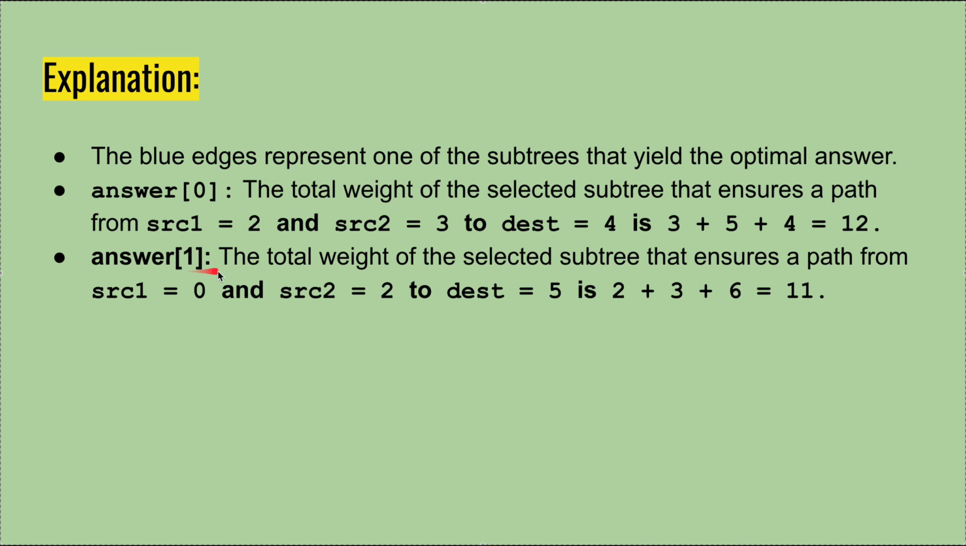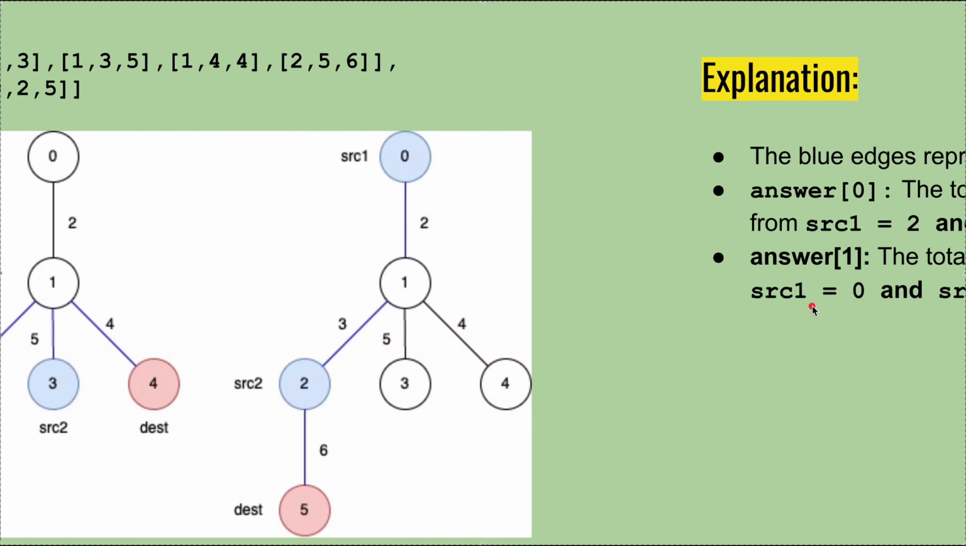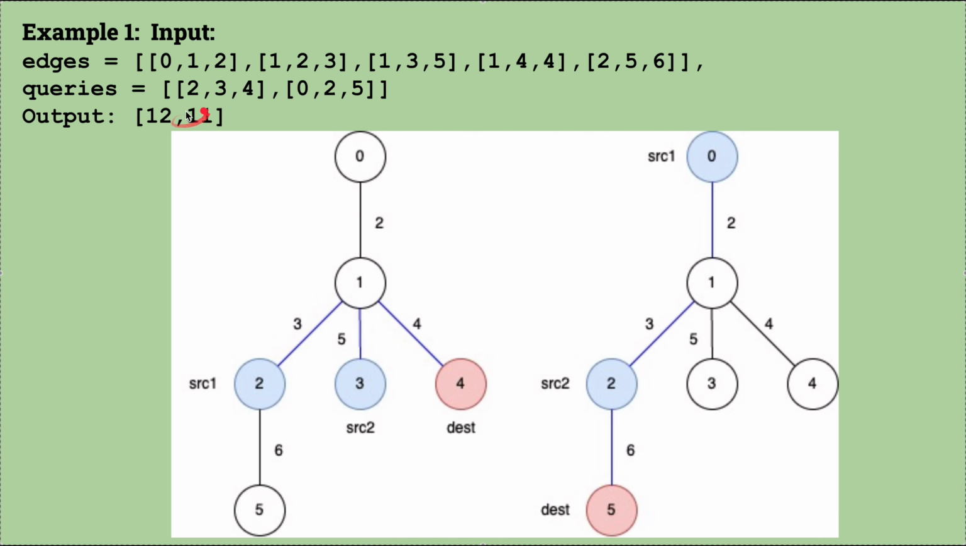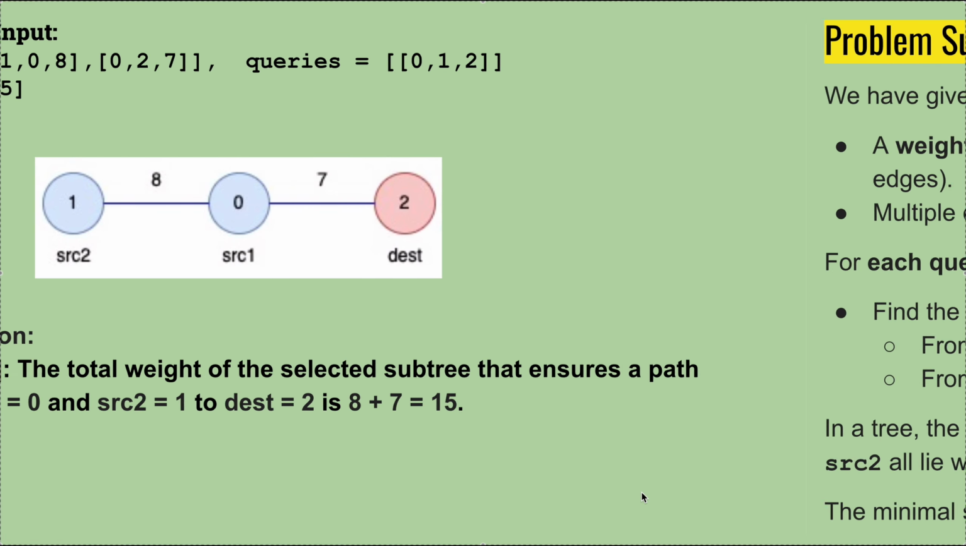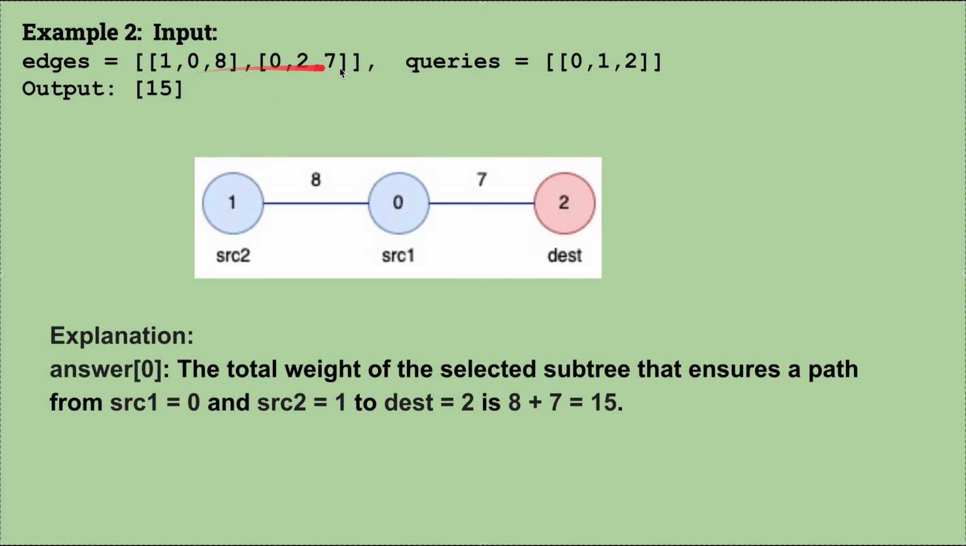And if you do answer at 1, the total weight of the selected subtree inside the path. So source 1 is 0, source 2 is 2, destination is 5, so 2 plus 3 plus 6 is 11, right? So that is why we are getting 12 and 11. Okay, so you pause this video and go through this statement, you will understand. This is another example. You can pause this and you can understand. So for this small input, we have given the queries.